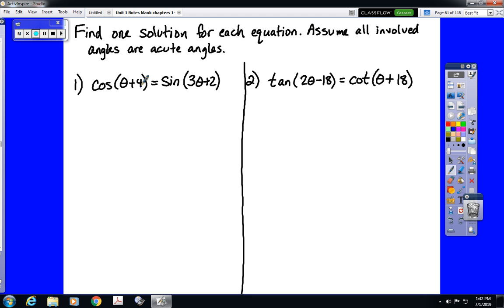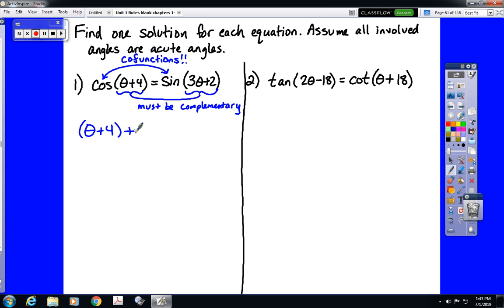So here we have the cosine of theta plus 4 is equal to the sine of 3 theta plus 2. Notice that sine and cosine are cofunctions. That means that these two angles, when put together, must be complementary. They must add up to 90 degrees because they're cofunctions. So we say, okay, theta plus 4, and if theta makes you uncomfortable, you can rewrite that as any variable. Just generally in higher math, the Greek letters represent unknown angle measures. If you want to change it to x, feel free, it's fine. Plus 3 theta plus 2 equals 90 degrees.